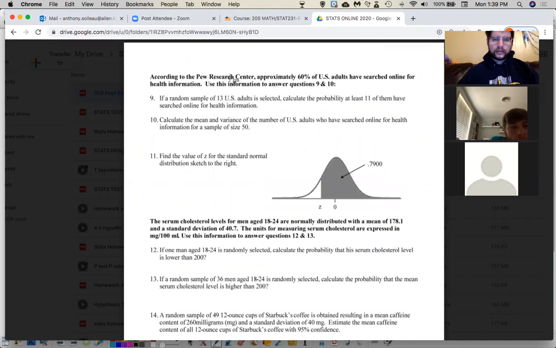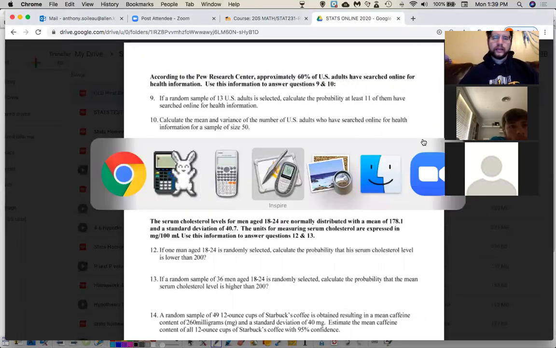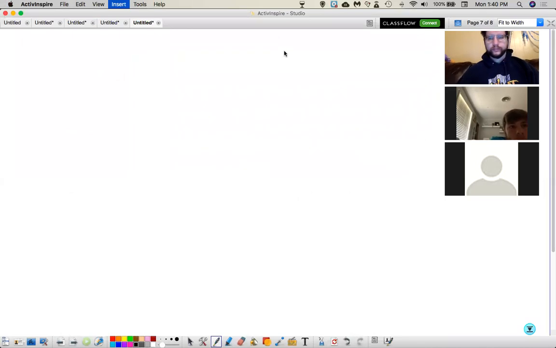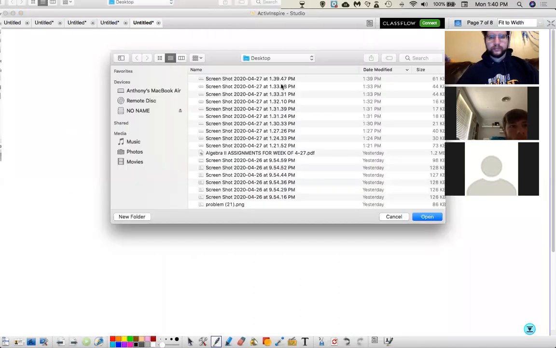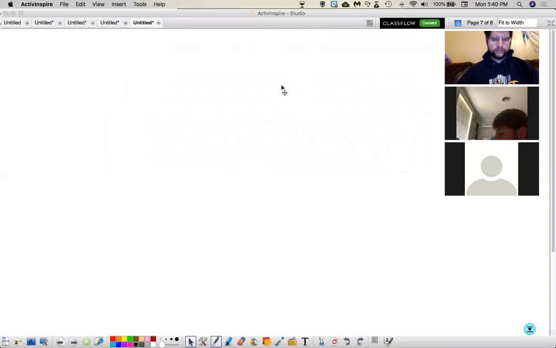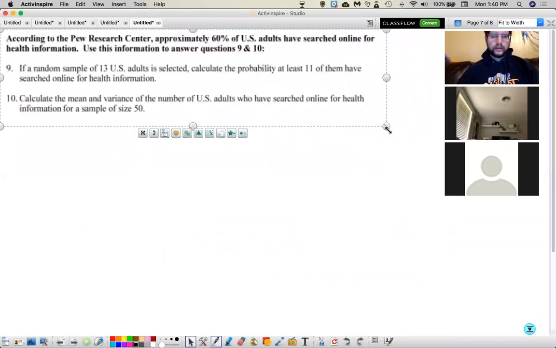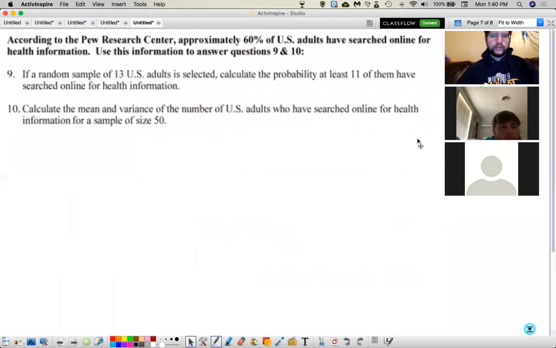So 9 and 10. Okay, these are going to take a minute. I'm going to do them both by hand and by calculators. So 3 ways. Okay, so it says approximately 60% of US adults have searched online for health information. Use this information to answer questions 9 and 10.